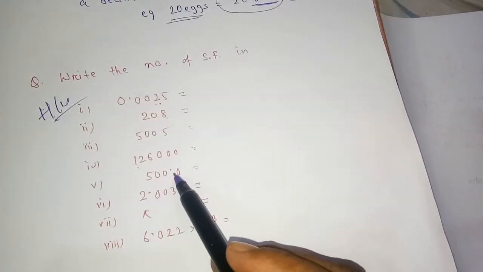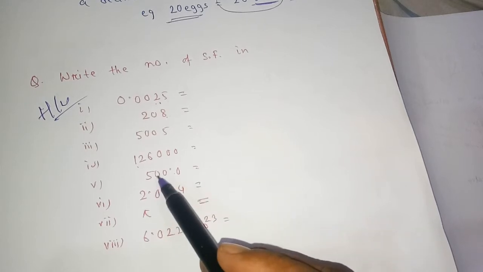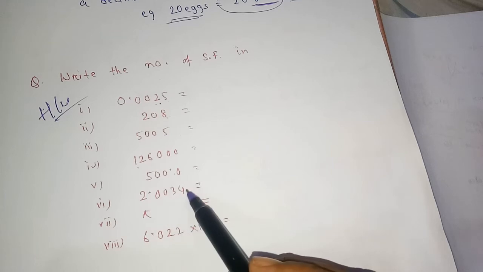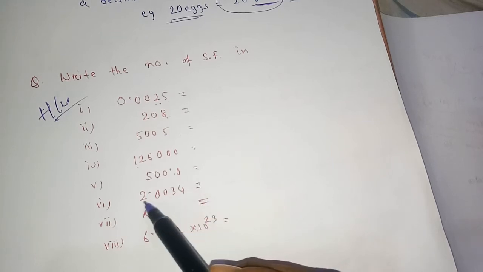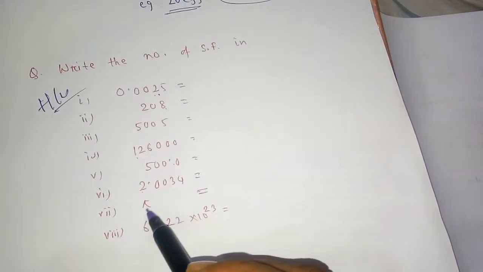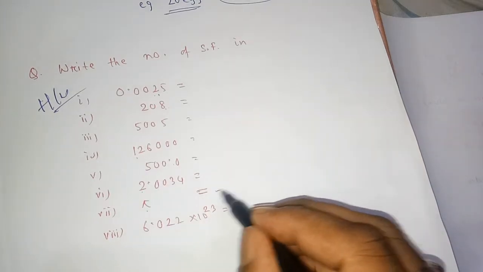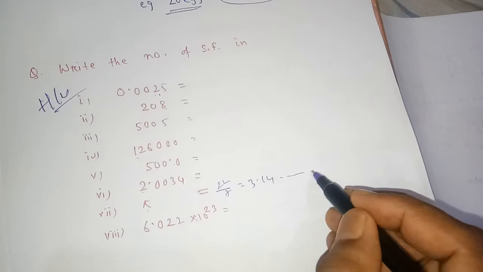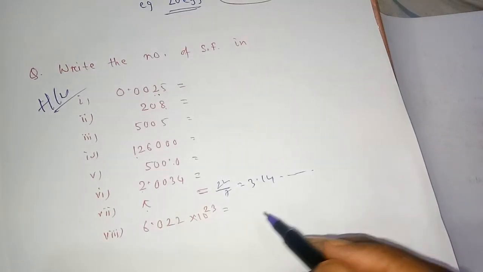This one is 500.0. Now the 0 after the point is significant, so all these zeros are significant. This has 4 significant figures. Zeros between significant figures are significant. This has 5 significant figures. Now pi. Pi is actually 22/7, 3.14 and so on. It contains an infinite number of significant figures.